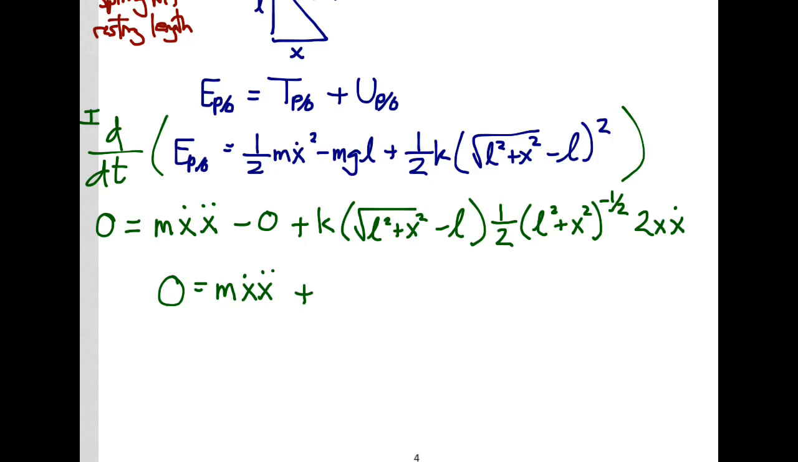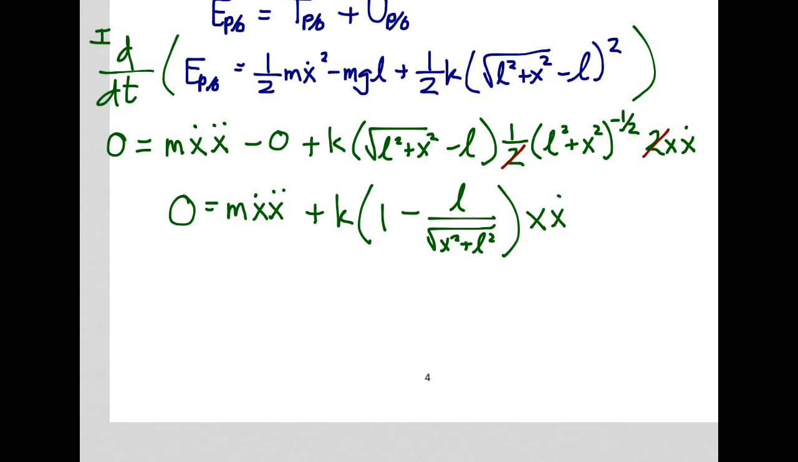And then let's simplify this part, so it's going to be k. And let's move this expression into the parentheses. And so this is L squared plus x squared to the negative 1/2. So when we put that underneath our first term, that gives us 1. And then so this will be minus L divided by the square root of x squared plus L squared. And then our 2 cancels with our 2 in the denominator. And then we get x times x dot.